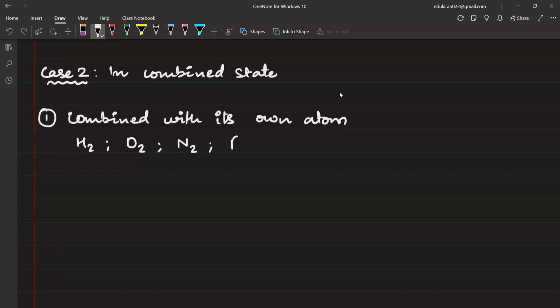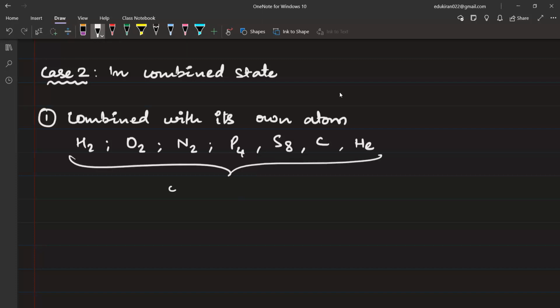And you can have P4. Sulfur is in the form of S8. Carbon is present as carbon. So in all of these cases, when an element is attached or combined with its own atom, the oxidation state of both of them. For example, you have helium also, which is not attached but is on its own. So if you have only hydrogen H2, O2, N2, then in all of these cases the oxidation state for each element will be equal to 0.